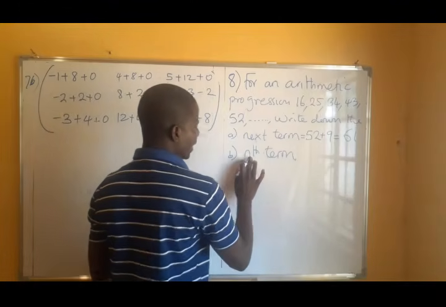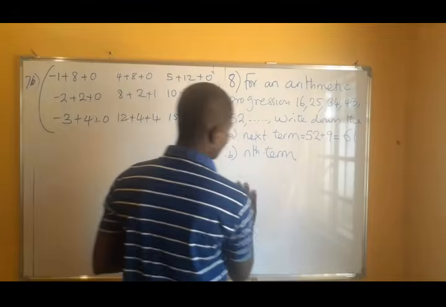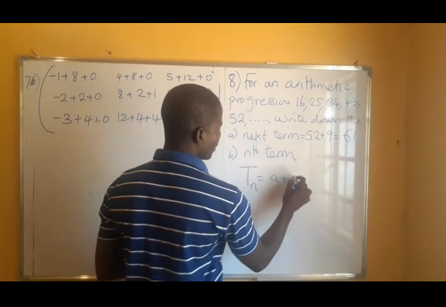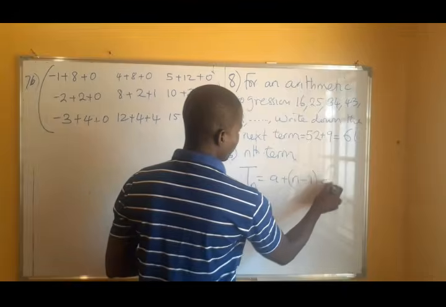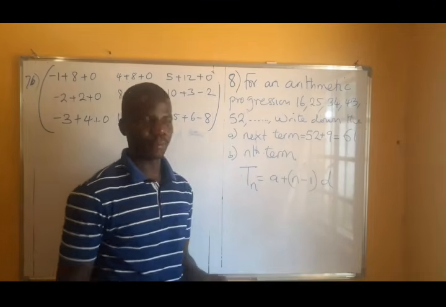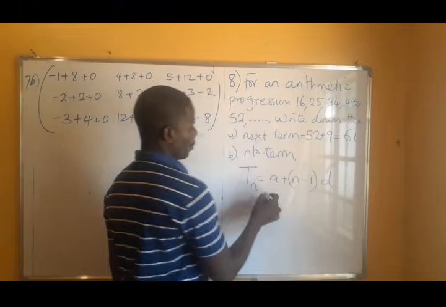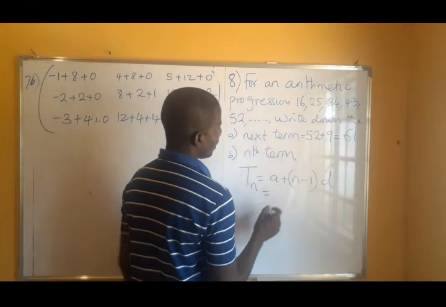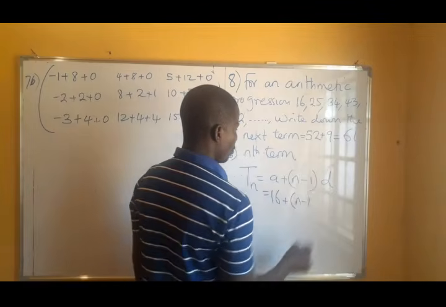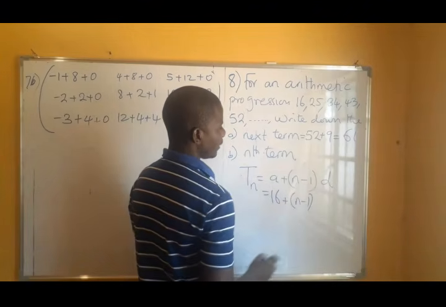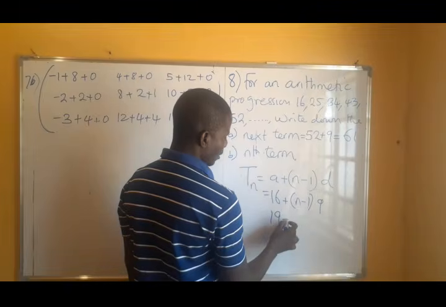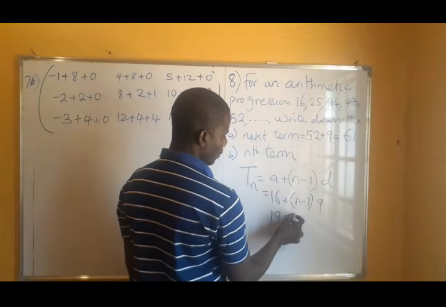Then we want now to find the nth term. The nth term is where we come to use this formula for the nth term. A plus n minus 1 multiplied by d, which is the common difference. A is the first term. So what is our first term here? Our first term is 16 plus n minus 1 multiplied by d, which is the common difference, and we got 9.